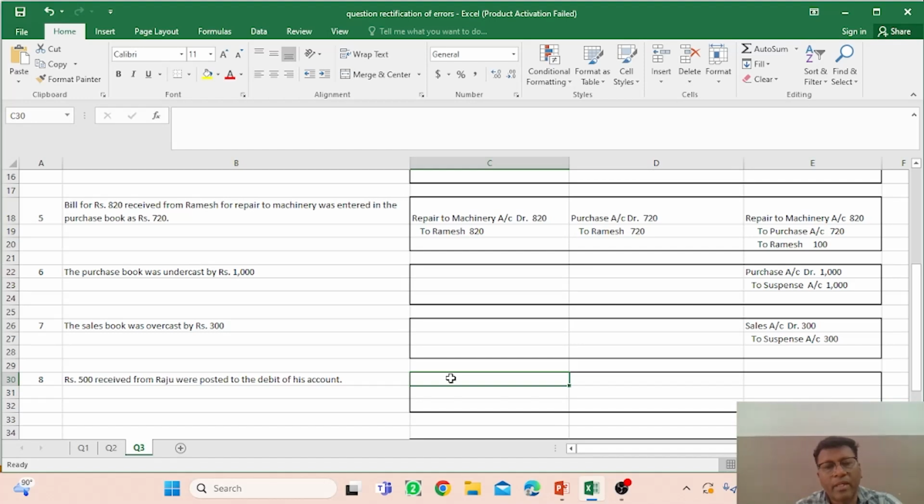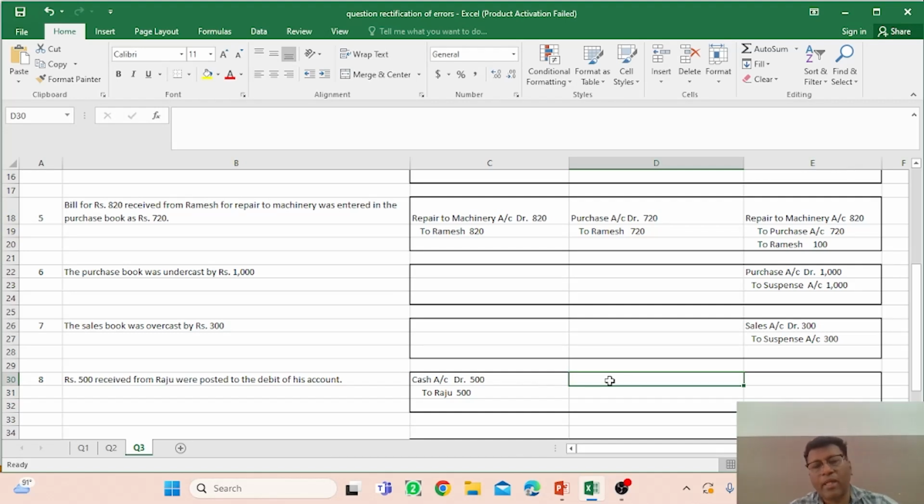Raju, so you have to make Raju account credited. Okay, so cash account debit rupees 500, and you are receiving this amount from Raju, right? Rupees 500. So there should be this correct entry, and you are posting to the debit of his account.